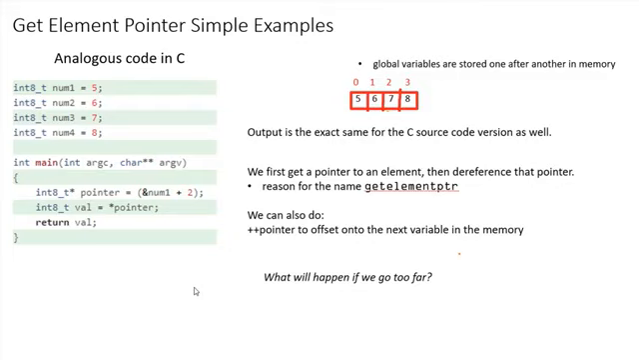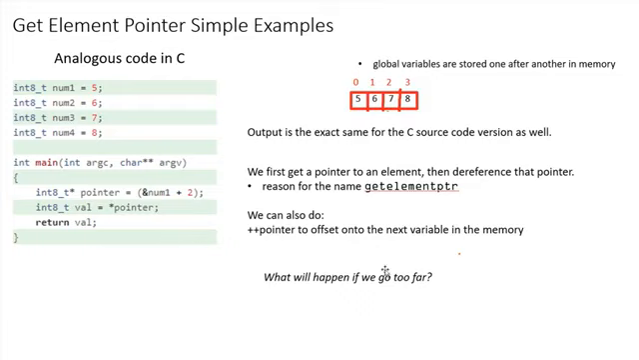So similar to get element pointer, the first line just computes the pointer address. We first get a pointer to an element and then we dereference that pointer. Hence the reason for the name get element pointer. So the first line does not do the memory access. The second line really dereferences it. And another interesting thing in C is that we can just do plus pointer to offset onto the next variable in memory. So we can perform pointer arithmetic using this syntax, as well as explicitly adding an offset to the original pointer.